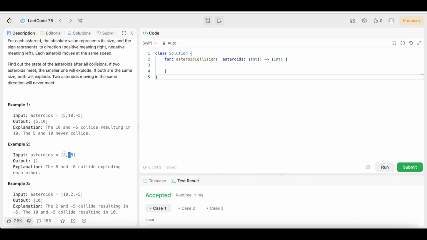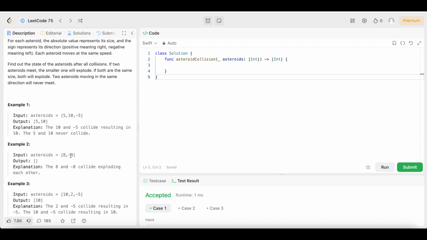they're both exploding. The 8 and the -8 are both going to explode because remember, all this negative sign means is moving to the left. And this positive integer means it's moving to the right. So it's really an 8 moving this way to the left and an 8 moving this way to the right, and they both collide, which is why they both explode and it's 0.